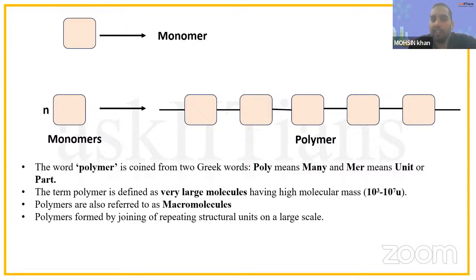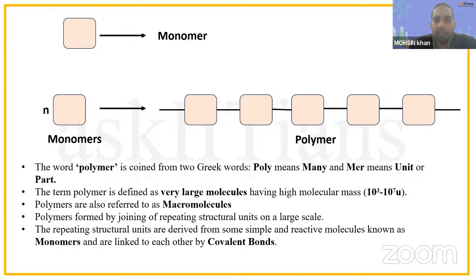Polymers are formed by the repeating structural unit on a large scale, that is basically the monomer. The repeating structural units are derived from some simple and reactive molecules known as monomers and are linked to each other by covalent bonds. So basically monomers combine together to produce a polymer, and the bond between the monomeric units is a covalent bond. So this is the basic idea of the polymer. And now we will discuss polymers and their classification.